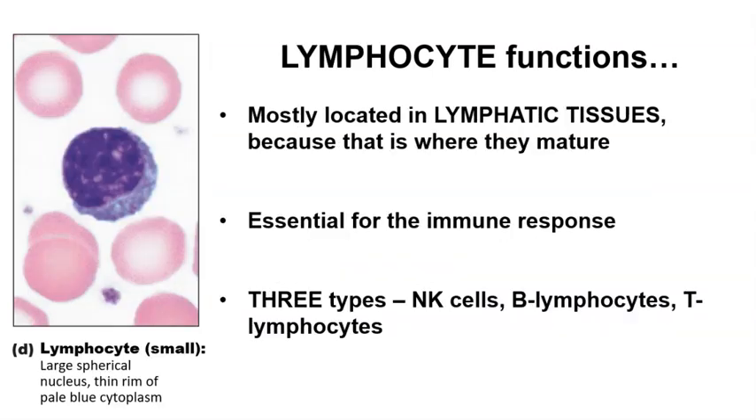Lymphocytes are the second and last of our agranular leukocytes. They are primarily associated with the lymphatic tissues, which is where their name comes from. They tend to mature within the lymphatic tissues. The lymphocytes are essential for the immune response, and we see that there are three types of lymphocytes: the NK cells, the B lymphocytes, and the T lymphocytes. The NK cells, or the NK lymphocytes, will typically seek out and destroy cancer cells or virus-infected cells.